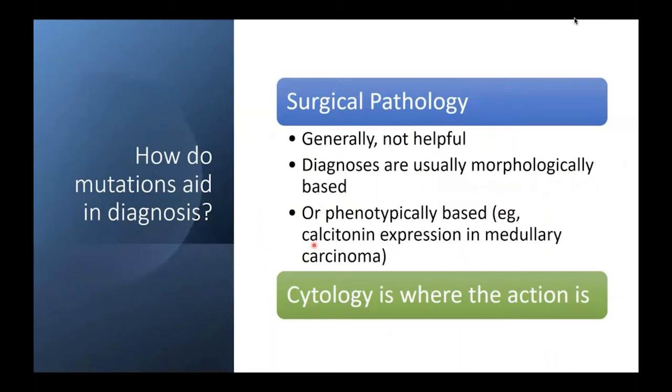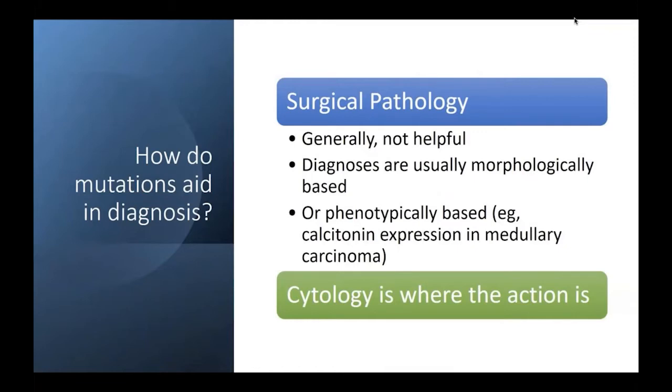Now, how does our knowledge of the mutational profile of a thyroid neoplasm aid in diagnosis? You may be surprised to know that for me, as a surgical pathologist or a cytopathologist, generally speaking, it's not terribly helpful, or I don't really need that information to know what the underlying mutational profile is of a thyroid tumor in order to render a diagnosis.